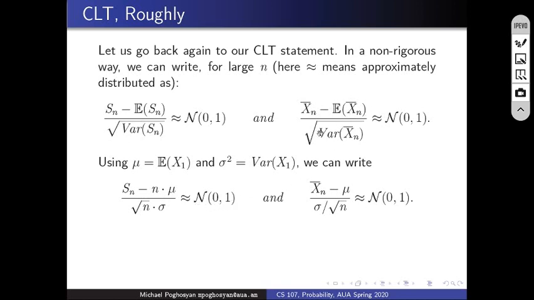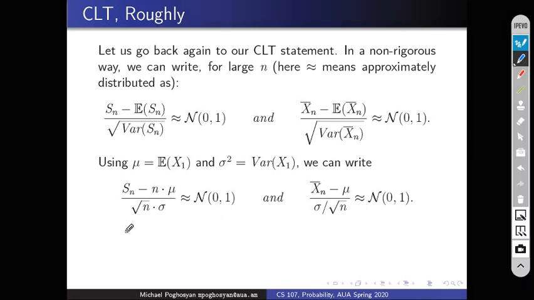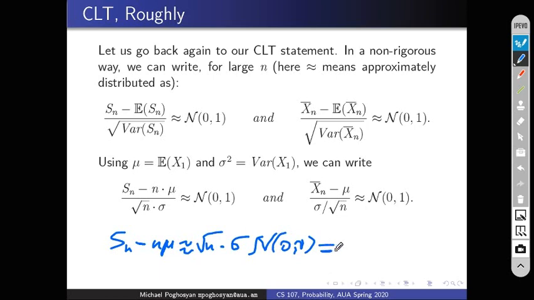And if we calculate this for the average, the mean is mu, and the variance is sigma squared over n, the variance of x1 over n. So I'm writing sigma over square root of n, and this is approximately normal 0, 1. So what does this give? Here I can write the following: Sn minus n mu is approximately square root of n times sigma times normal 0, 1. And we remember that if we multiply normal 0, 1 by some number, we get normal 0 with the square of that number, so n sigma squared here.